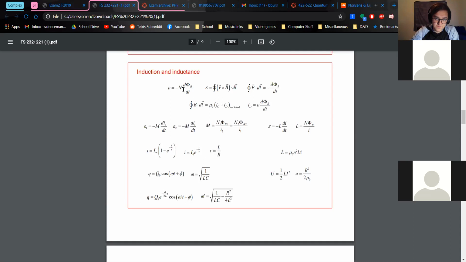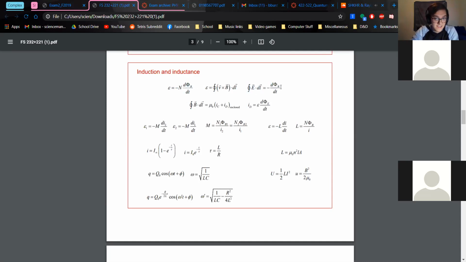So don't get intimidated by this. Whenever you see a d flux integral, so if you ever take the derivative of flux, all you want to do is just write down the flux as a function of time and then take the derivative of that. That's the easiest way I've found to do it. So yeah, hopefully that's helpful.